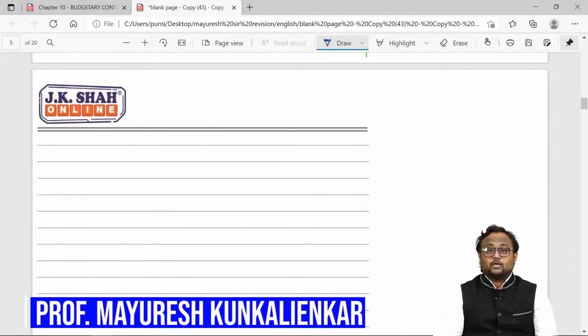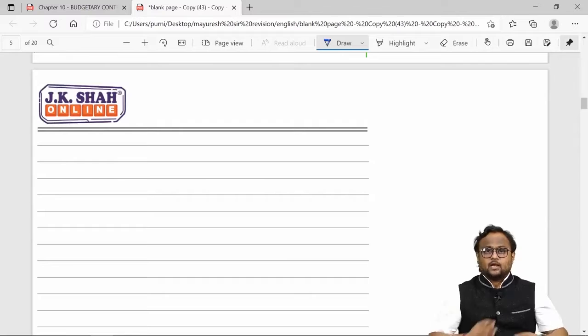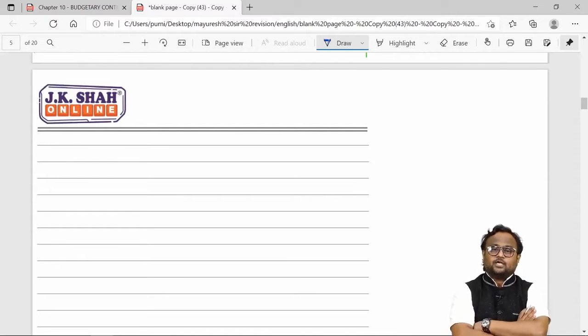Yes, friends, now the next topic is again a very interesting topic. It's a technique of cost control, which is known as budgetary control. Now, what do we do in this topic? Basically, the objective here practically is to set some budgets so that you can have control on your actual cost structures and actual activities.